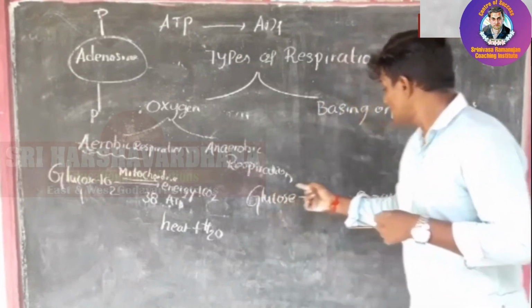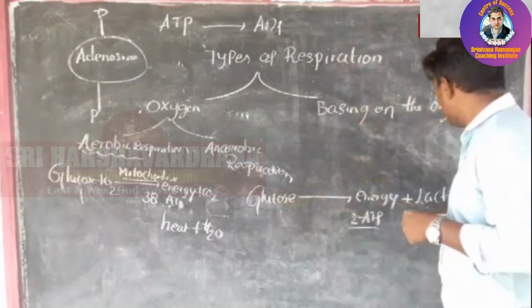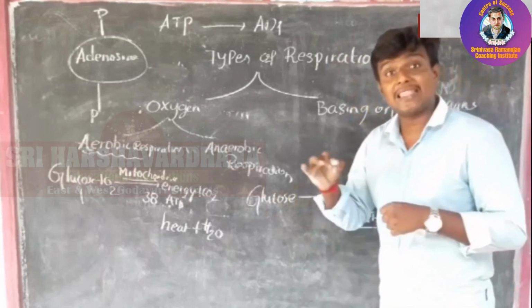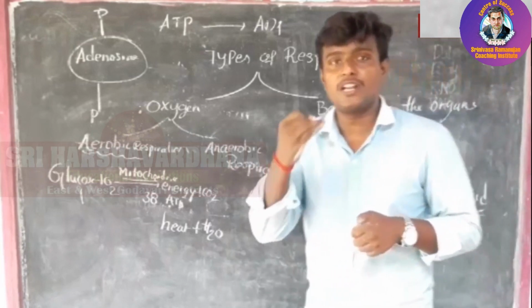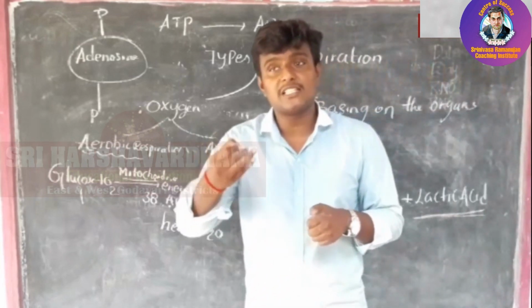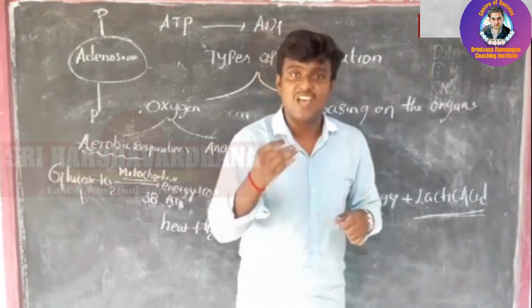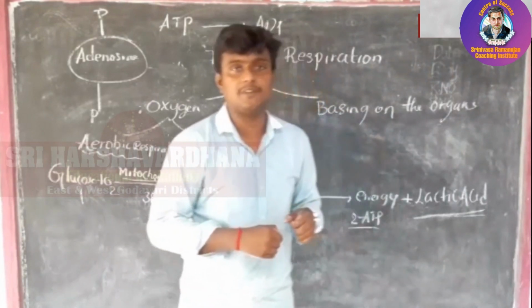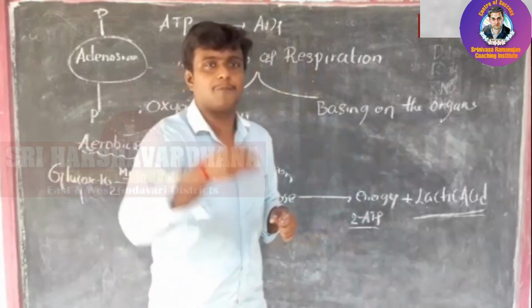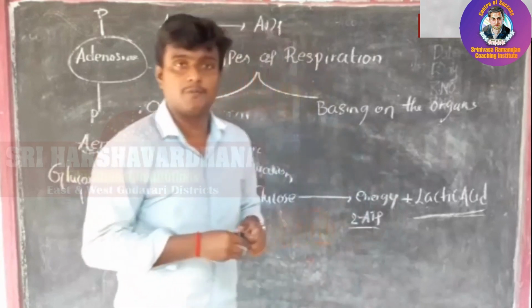So if glucose is broken down without oxygen, it releases lactic acid, and that lactic acid is stored in our muscle cells. So our muscle cells will have a little bit of swelling, and at the same time some pain it will cause. Sir, is there any other problem? Yes, there is another problem also.